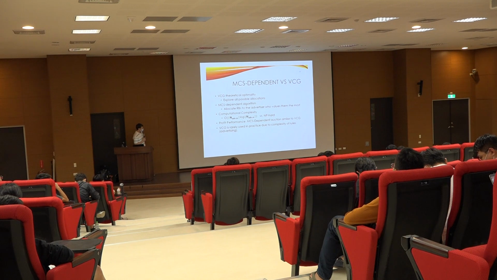computationally complex. With this MCS-dependent auction, it allocates resource blocks to the advertiser who values them the most, but it's polynomial time. In fact, it's n log n. For profit performance, we'll see in a moment that the MCS-dependent auction that we derived here is actually similar to VCG.